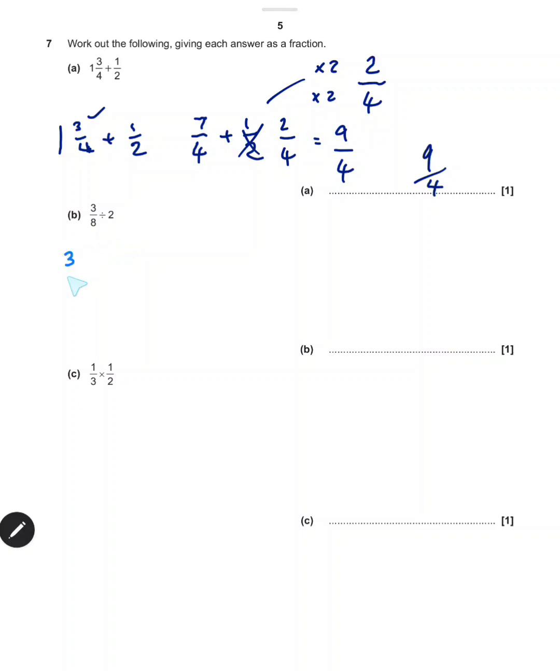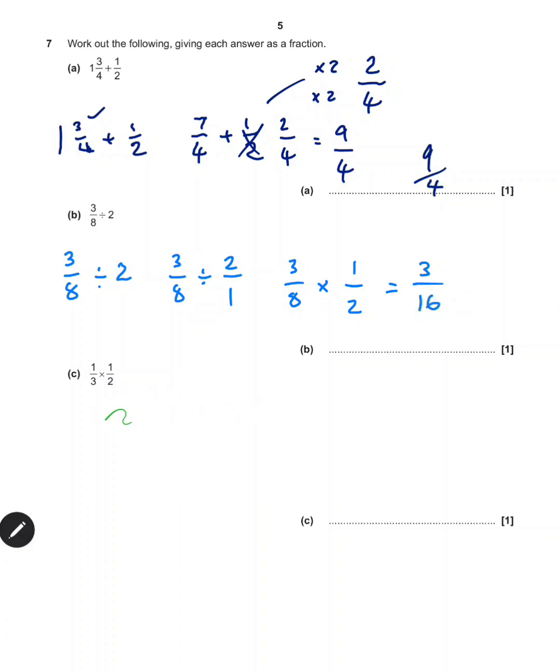Part B, we've got to do 3/8 divided by 2. Now, if you've got whole numbers, you can write those as fractions as well. That's the same as 3/8 divided by 2 over 1. Your whole number is always just over 1. If you're dividing fractions, you keep the first fraction, you flip the second fraction, just turn it upside down, and you change to a multiply. And multiplying fractions is easy. 3 times 1 is 3, and 8 times 2 is 16.